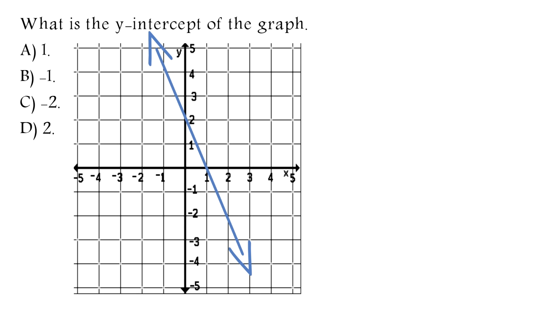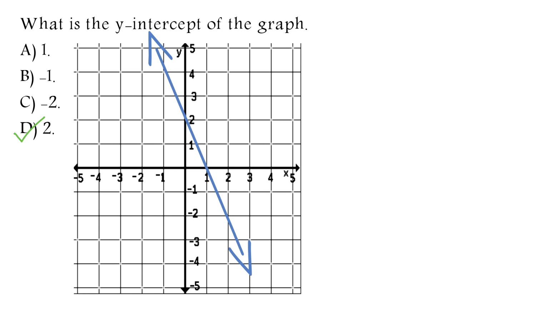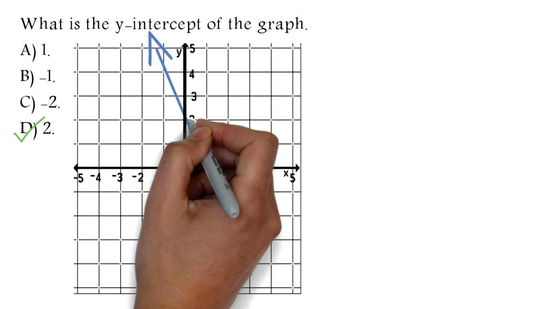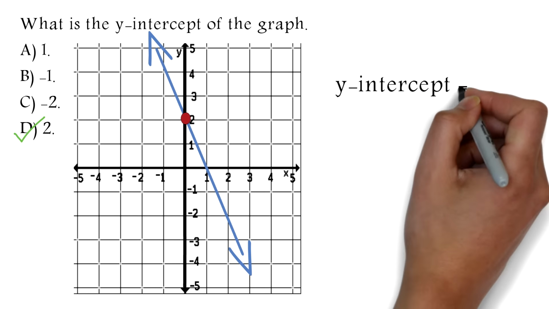What is the y-intercept of the graph? A. 1. B. -1. C. -2. D. 2. The correct answer is D. 2. The y-intercept is the point where the line meets the y-axis. This is our y-axis. The line meets the y-axis at this point. The value here is 2, therefore the y-intercept is 2.